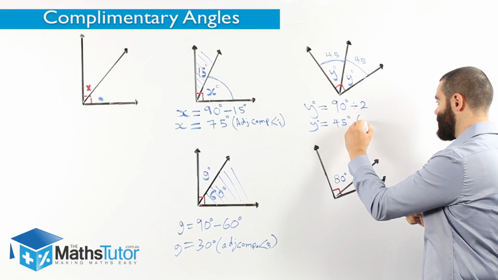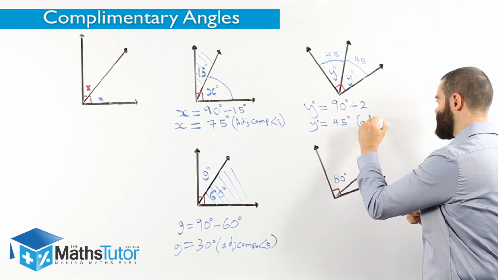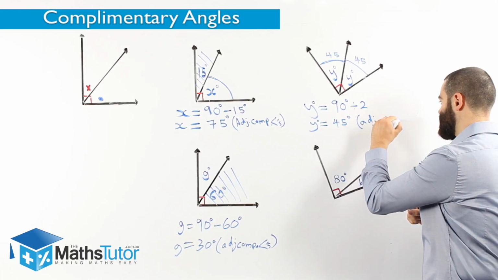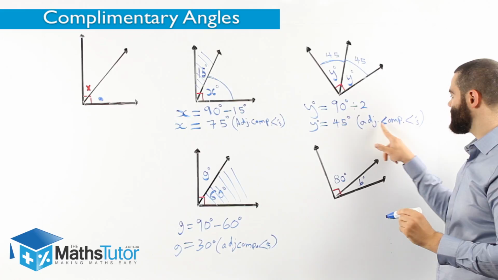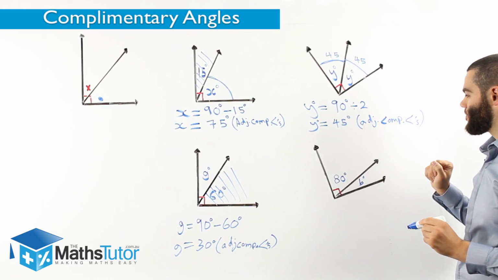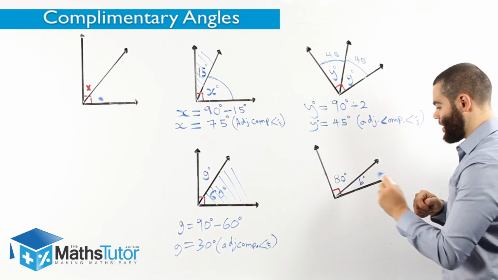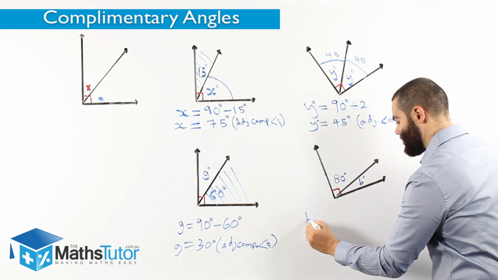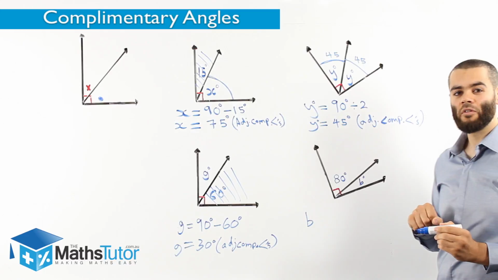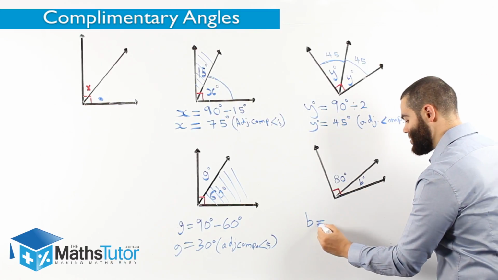Again, we have to give our reason: adjacent complementary angles. Last one. Again, think if you can do this one yourself. Let's try. What do you think B is going to be? We'll show our working out.